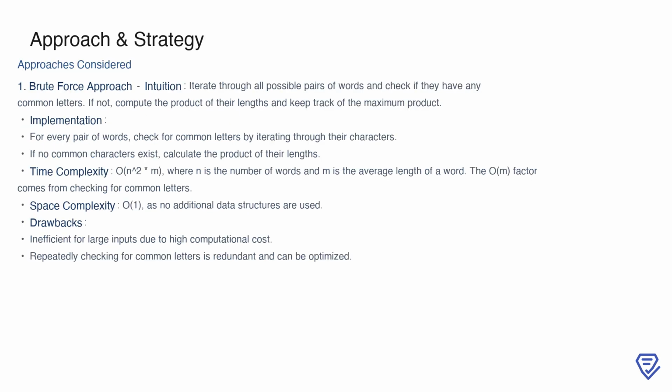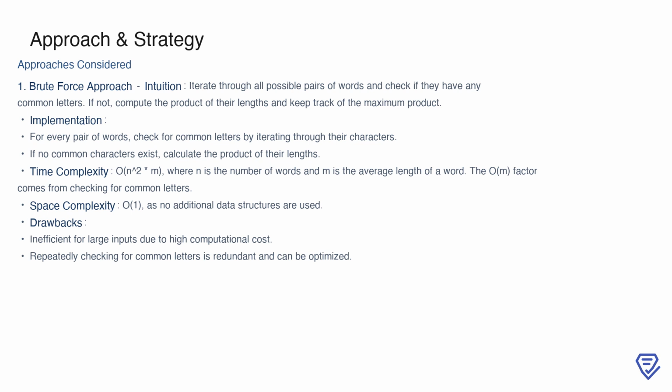To solve this problem, let's begin with the brute force approach. The intuition here is straightforward. For every possible pair of words, we check if they share any common letters. If they don't, we calculate the product of their lengths and keep track of the maximum product we find. The implementation involves iterating through all pairs of words and comparing their characters one by one to check for common letters. If no common characters exist, we calculate the product and update our maximum product if necessary.